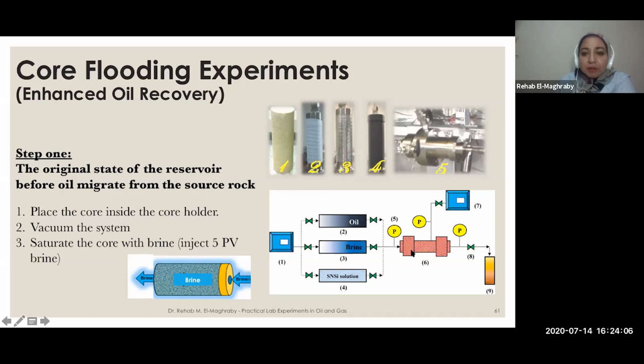So what happens here is that you will vacuum your system, make sure that it is air free, and then you start injecting 5 pore volumes of brine, which is you have to saturate your core. I'm sorry. So saturate the pore volume of your core with 100% brine.